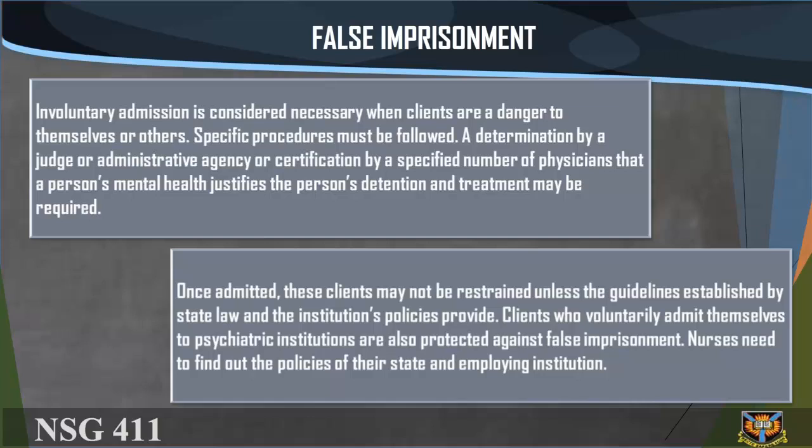Once admitted, these clients may not be restrained unless the guidelines established by state law and the institution's policies provide. Clients who voluntarily admit themselves to psychiatric institutions are also protected against false imprisonment. Nurses need to find out the policies of their state and employing institution.